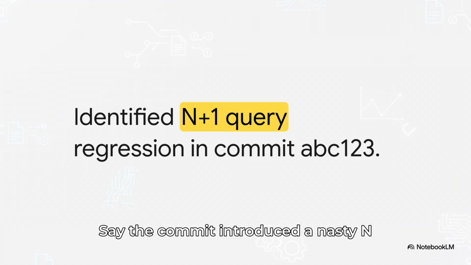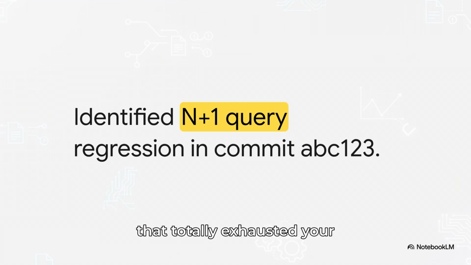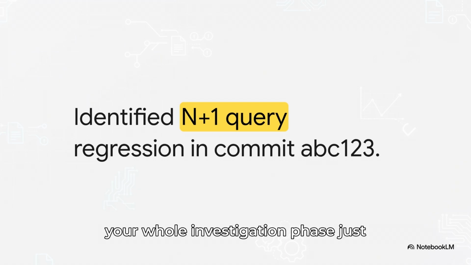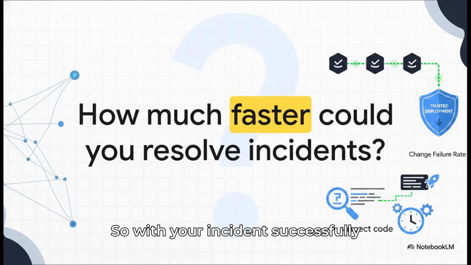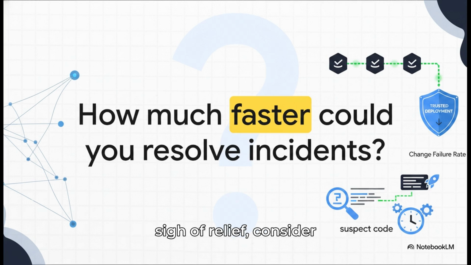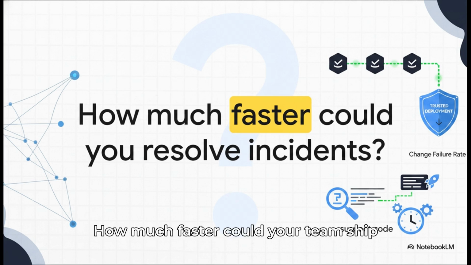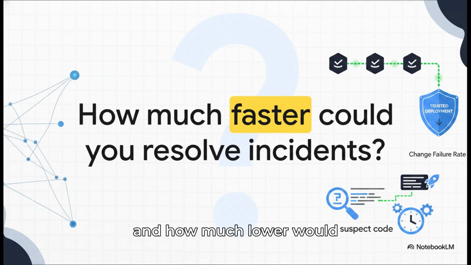Say the commit introduced a nasty N+1 database query that totally exhausted your connection pool. Because Sentry connects the metrics to the trace and the trace directly to the release, your whole investigation phase just dropped from hours down to literally minutes. So with your incident successfully resolved and everyone breathing a sigh of relief, consider this. How much faster could your team ship, and how much lower would your change failure rate drop if you never had to play detective in the dark again?